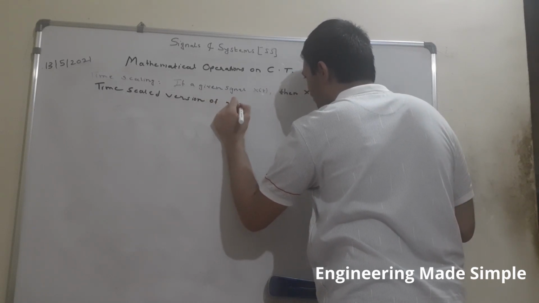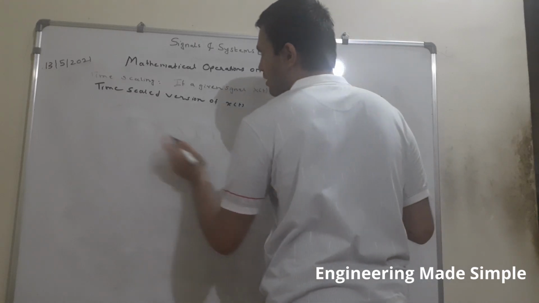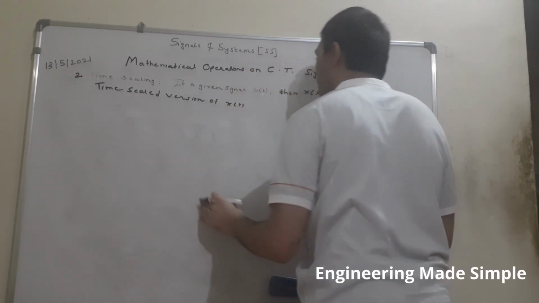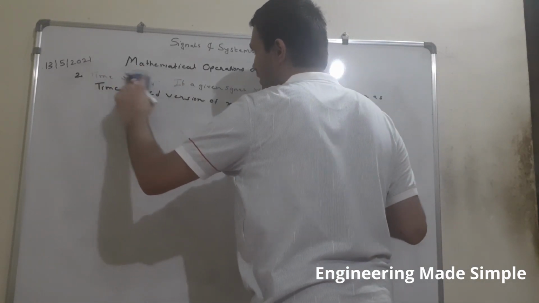And now this time scaling also has two types. This is time scaling, this is number 2. So understand this over here. This is time scaling. Okay, I'll write it.